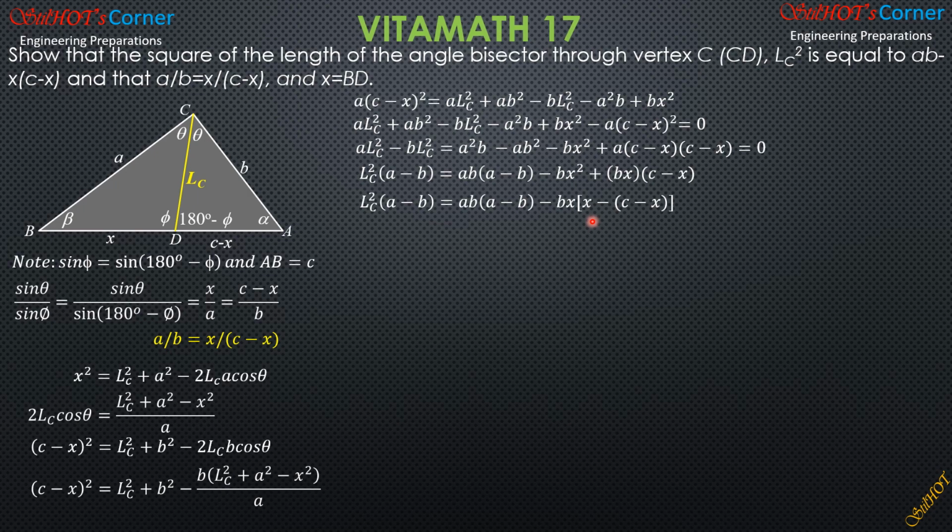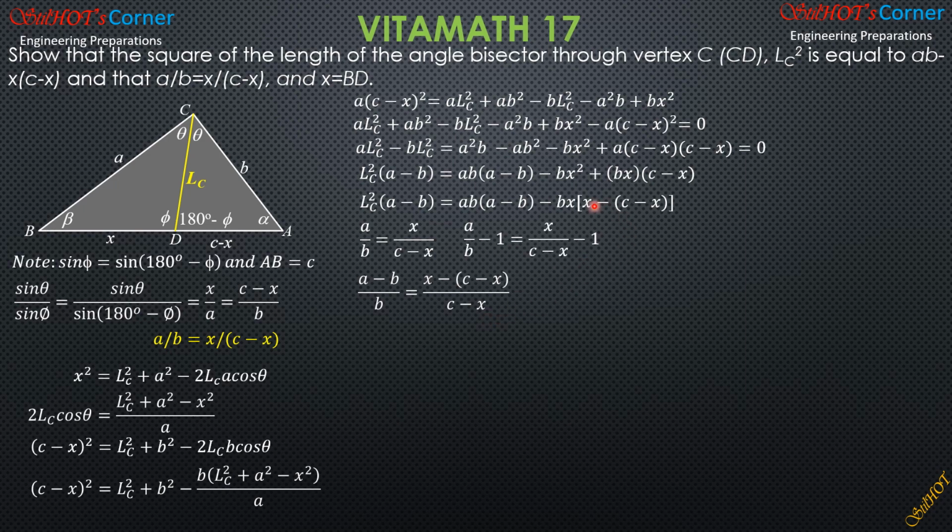Then from this equation, a over b equals x over (c minus x), we subtract 1 from both sides. So we have a over b minus 1. We also subtract 1 from the right side of the equation, x over (c minus x) minus 1. So this is simplified into (a minus b) over b, and this is simplified into x minus (c minus x) over (c minus x).